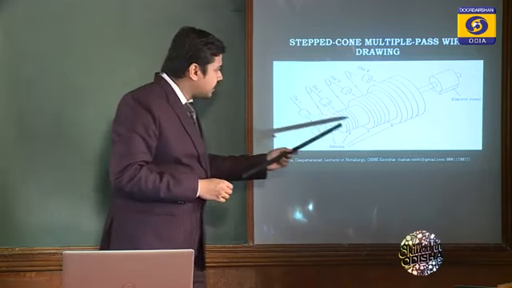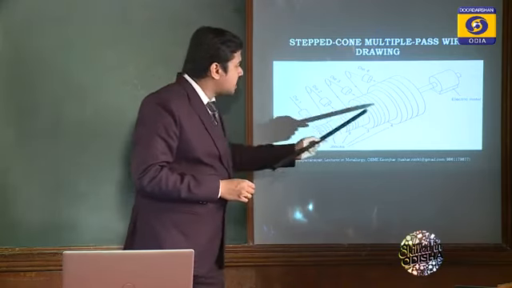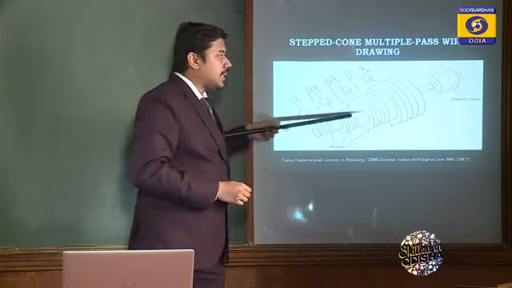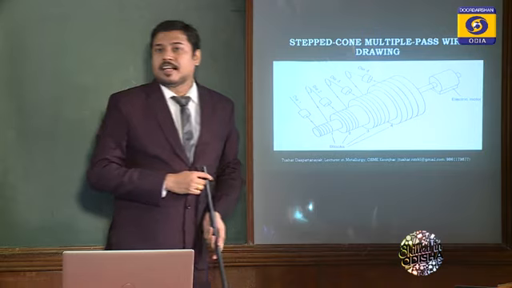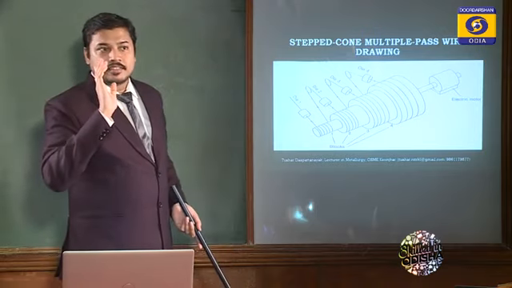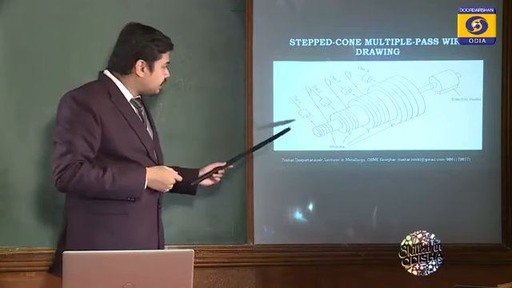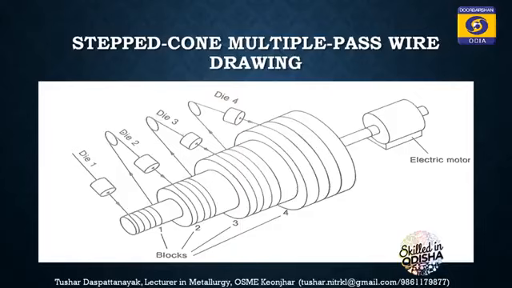This has been stepped, 1, 2, 3, 4. It has been connected with a shaft that is connected to a drive, single drive that's rotating the stepped cone. But look at the arrangement, it has 4 dies, so that multiple pass can happen.